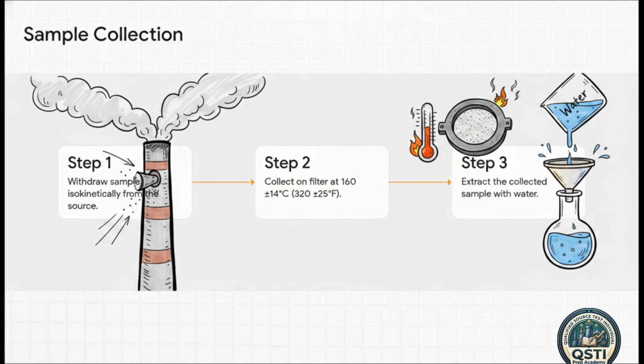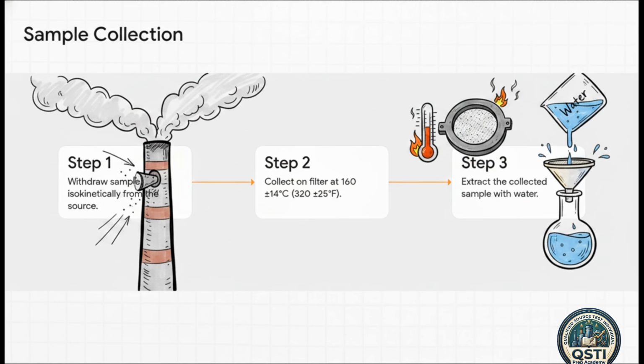Step 1, and this is a big one, is to withdraw the sample isokinetically. Big word, I know, but it basically just means we have to pull the gas into our sampling nozzle at the exact same velocity that the gas is already traveling up the smokestack. If we pull too fast or too slow, we end up collecting the wrong sizes of particles, and our data is ruined. Step 2 is temperature control.